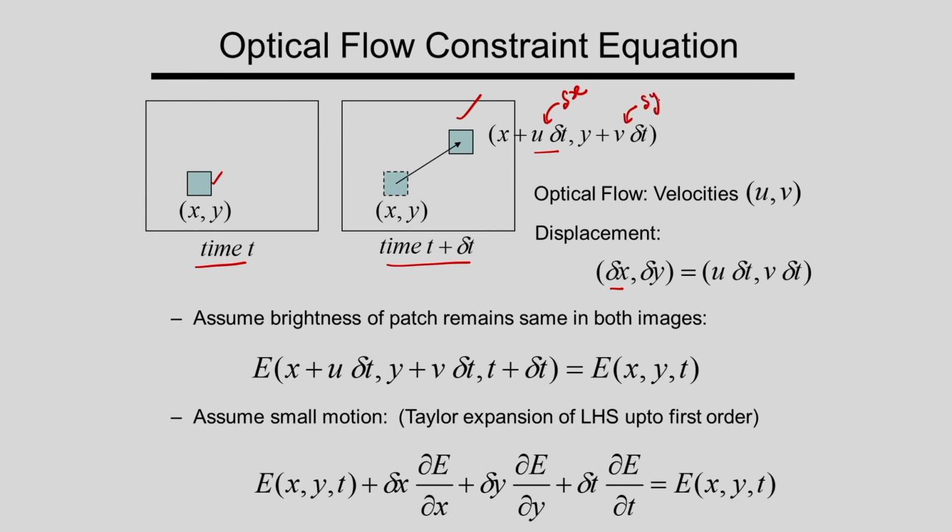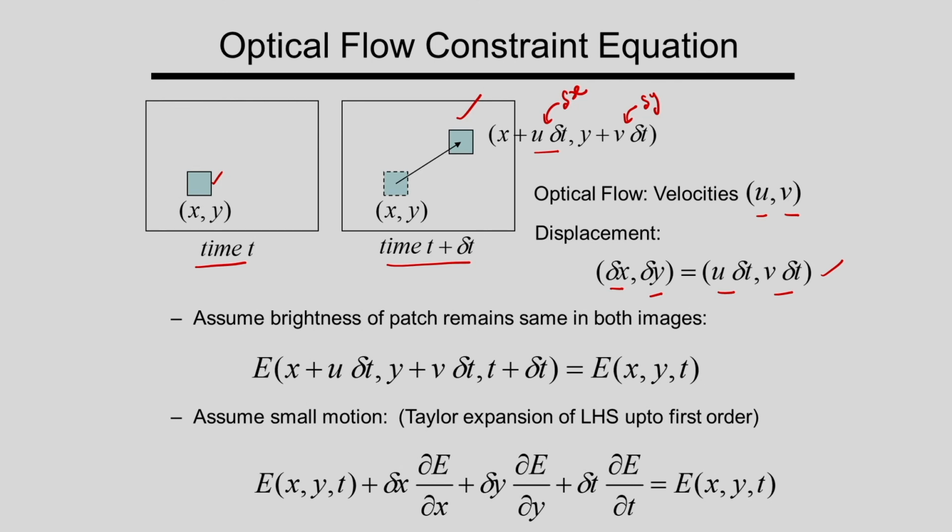So the position of the patch in the second frame will be x plus delta x, y plus delta y. And I am considering the velocity, that is the optical flow velocities, u and v. So u is the velocity along the x direction, and v is the velocity along the y direction. So from u and v I can determine the displacement: delta x is u delta t, and delta y is v delta t. So assume that the brightness of a patch remains the same in both the images.